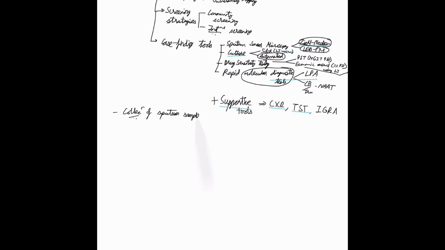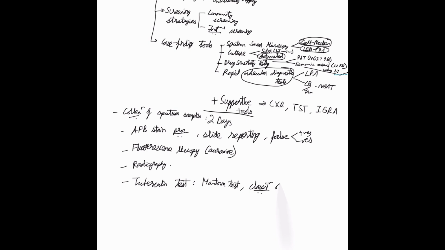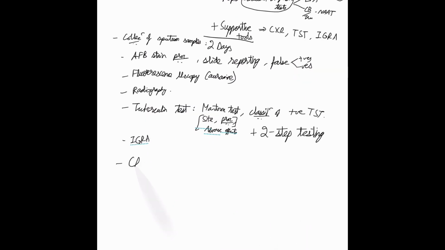And then we have collection of sputum samples. To summarize, two samples over 2 days. You should know when on each day, at what time, and how you collect the sample. And you should also know the AFB stain procedure, slide reporting, and false positives or negatives. And then fluorescent microscopy, for which we use the auramine stain, radiography, and the tuberculin test, which includes the Mantoux test, the site, the procedure, and the adverse effects of the test, classification of various positive TSTs, and two-step testing. And then, of course, IGRA.